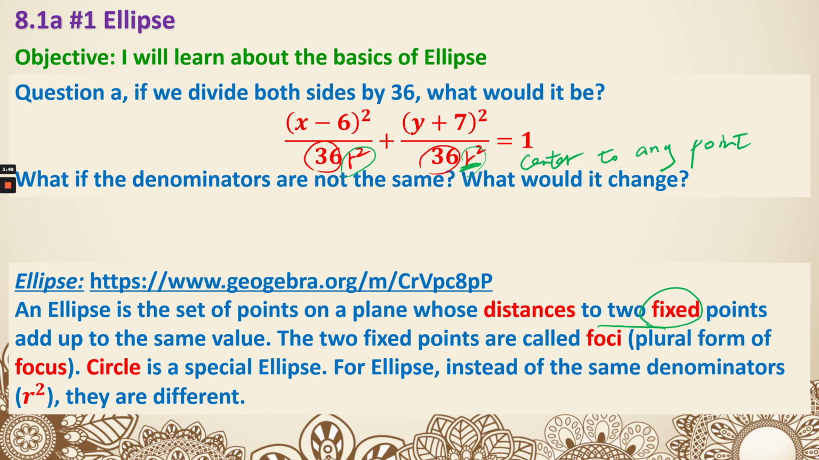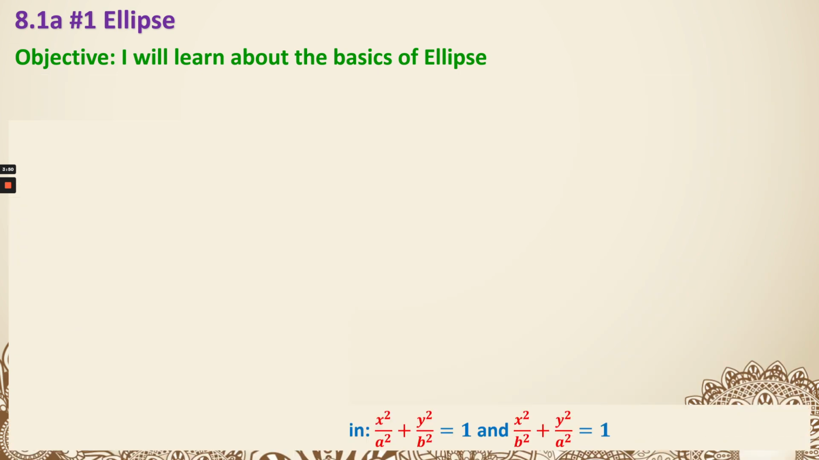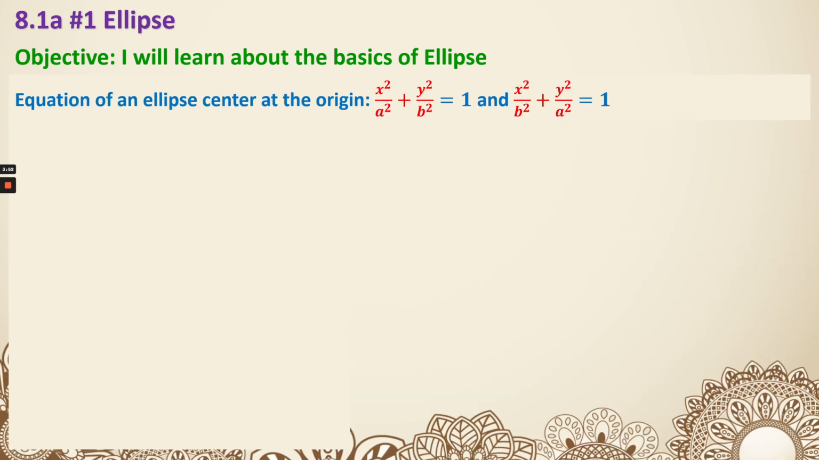So now, let's get more into the ellipse. The equation for the ellipse at the origin, center at the origin, x squared over a squared plus y squared over b squared equals 1, and x squared over b squared plus y squared over a squared equals 1. If you didn't notice, the only difference between these two equations is the a and the b, their positions. So typically, we say a is the bigger number. That's kind of how it is. It's not like there is something that's specific a, that's specific b. It's just the bigger number.